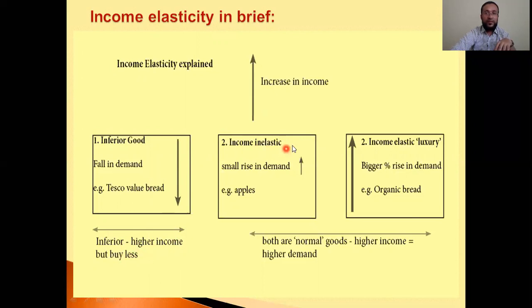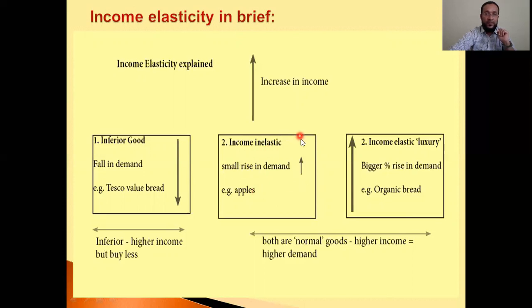Now come to the income inelastic good. If income increases, there is a small rise in demand. For an income inelastic good, demand will increase, but it will increase less. So income will increase more, demand will increase less. But this good is a normal good. So a normal good could be income elastic, could be income inelastic. If a normal good is income inelastic, then it is called the necessity.